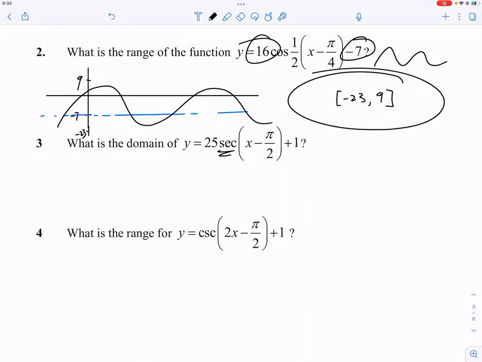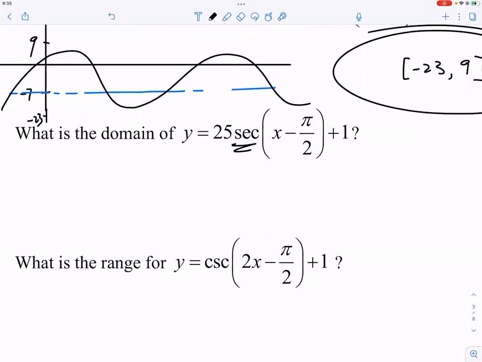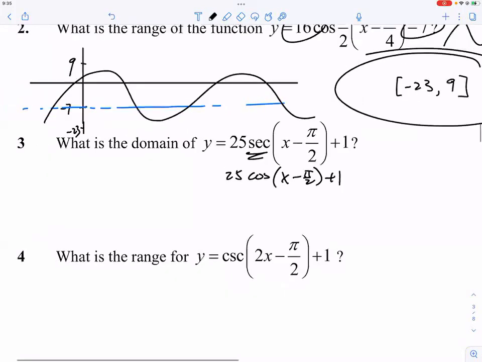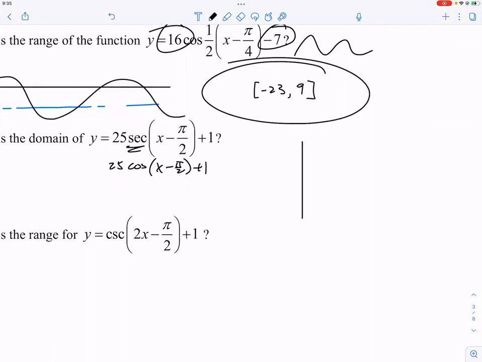So just like what we did in the past, we say, all right, so domain. I'm going to rewrite this as the cosine function. I'm going to do a quick sketch. I know my midline, it's 1. My amplitude is 25. And then I'm shifting, so pi over 2, pi, 3 pi over 2, 2 pi. So I'm shifting to the right pi over 2 units. My period, it's still 2 pi.